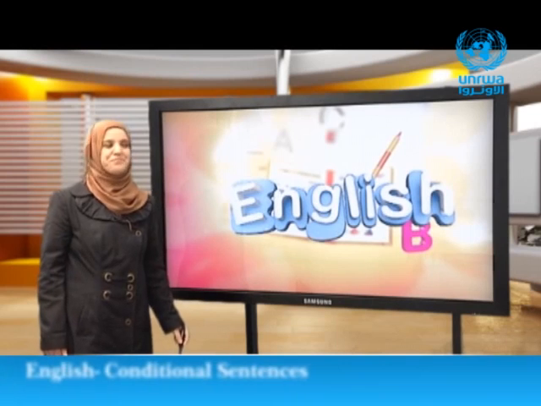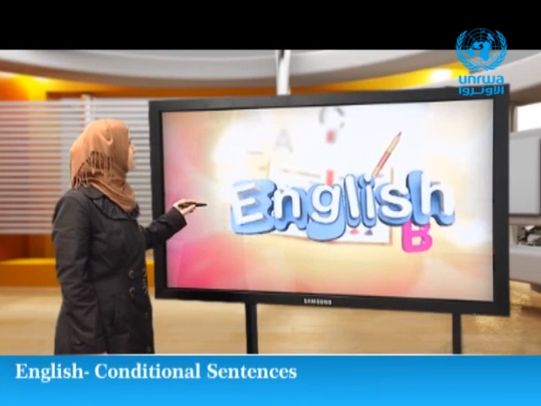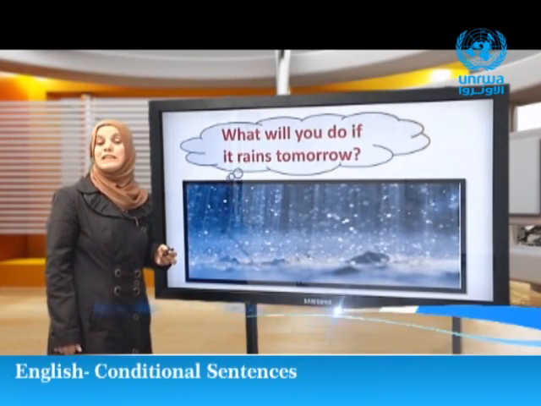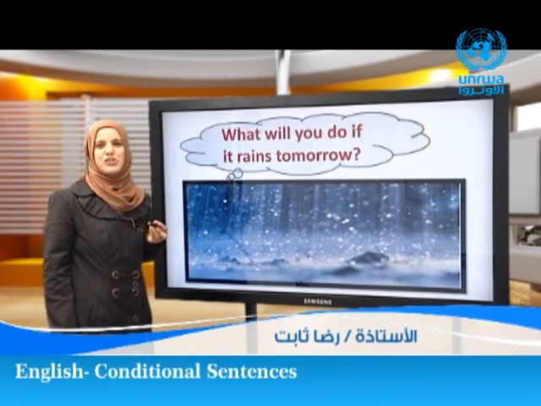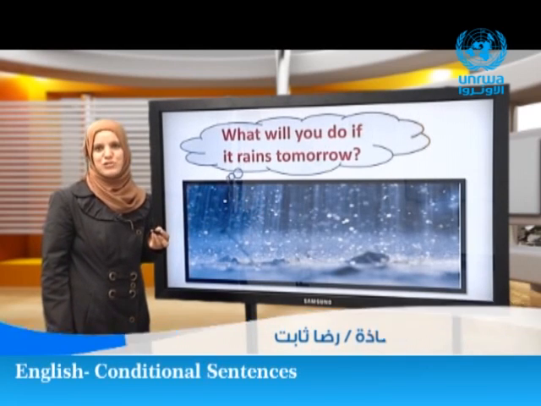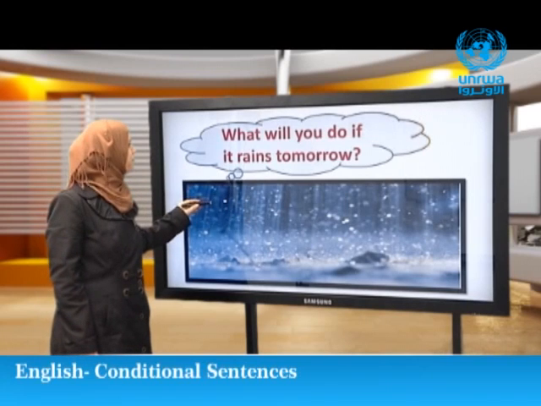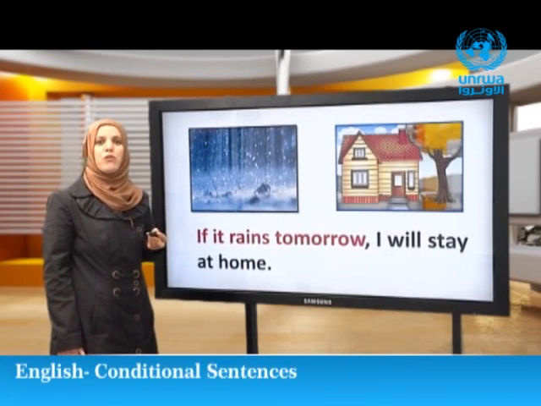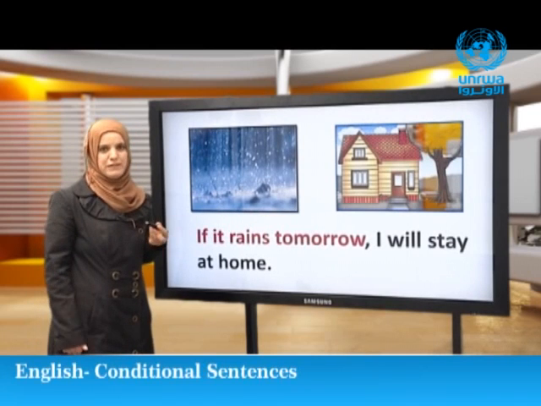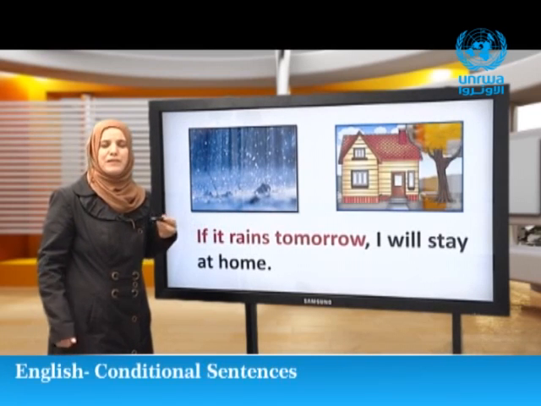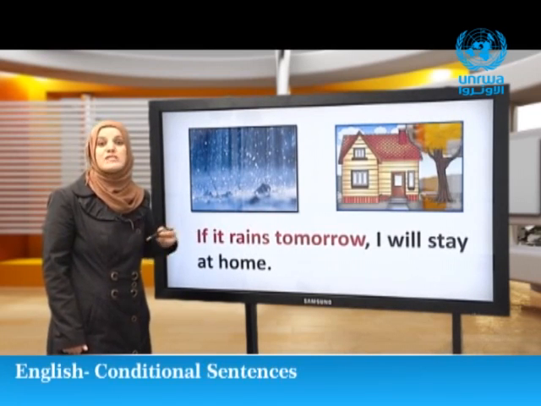Welcome back. Now look at this picture. What will you do if it rains tomorrow? This question has many possible answers. For me, if it rains tomorrow, I will stay at home. Staying at home is possible, or it's probable. It may happen, could happen.